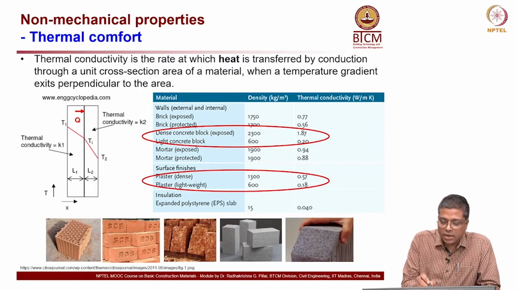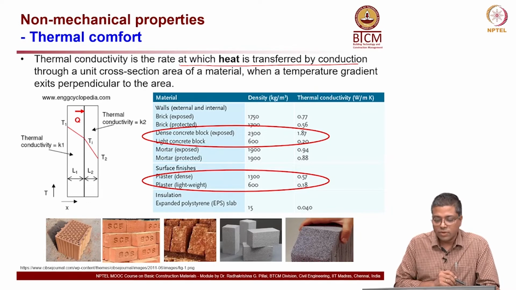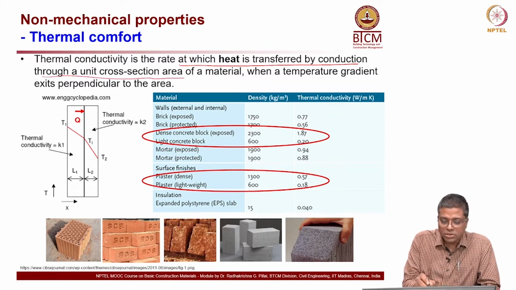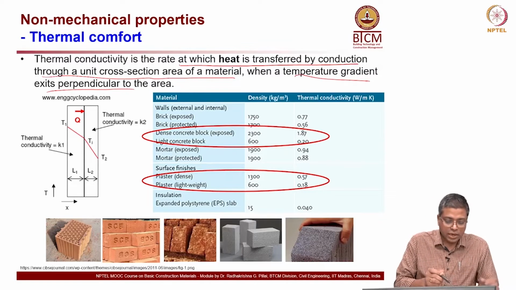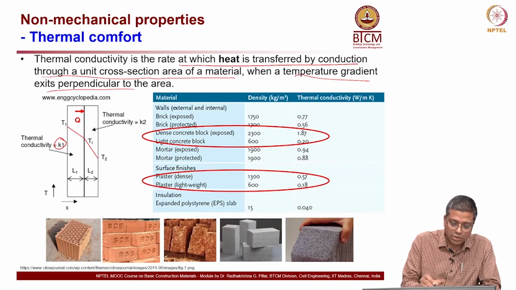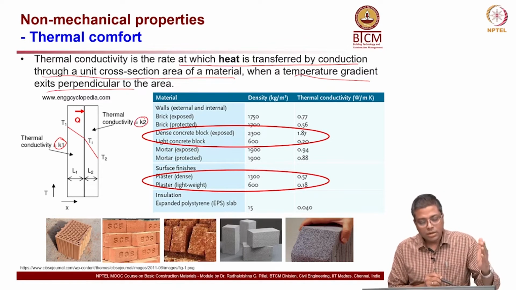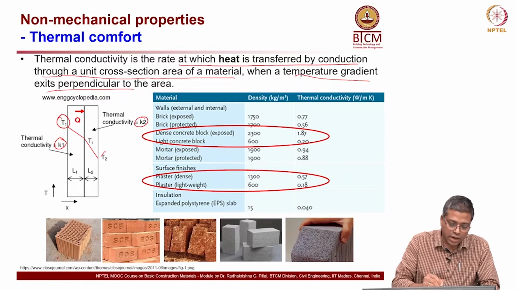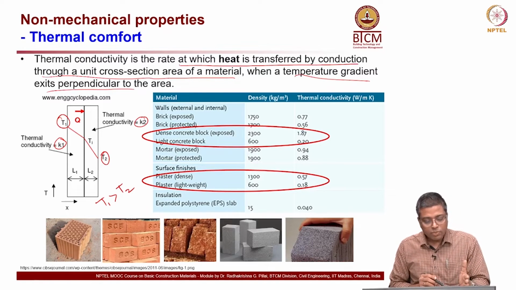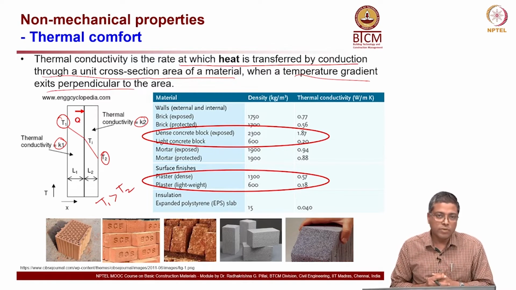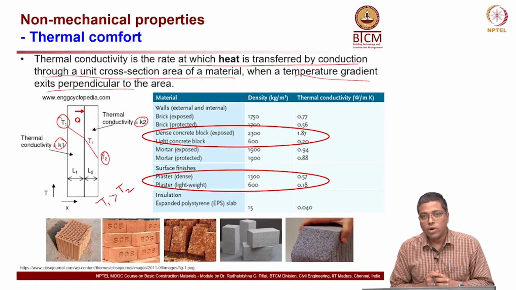So, thermal conductivity is the rate at which heat is transferred by conduction through a unit cross-sectional area of the material when a temperature gradient is perpendicular to the area. Here on the left side there is a sketch which shows two materials with thermal conductivities K1 and K2, and the temperature T1 is higher than T2. Okay, let us assume that. So, if the conductivity is high, then you will have faster movement of heat from one side to the other. So, you want to keep it low.